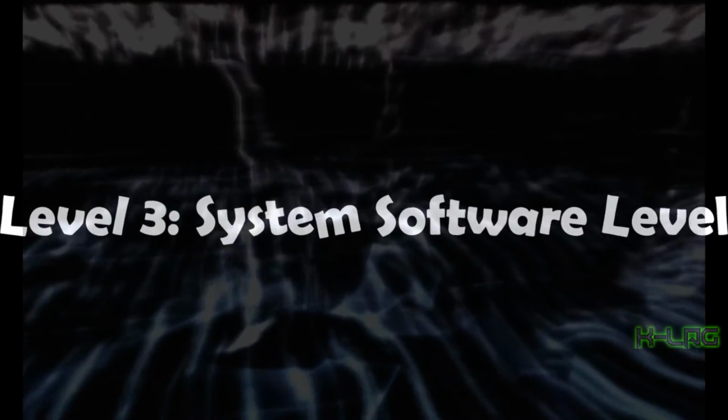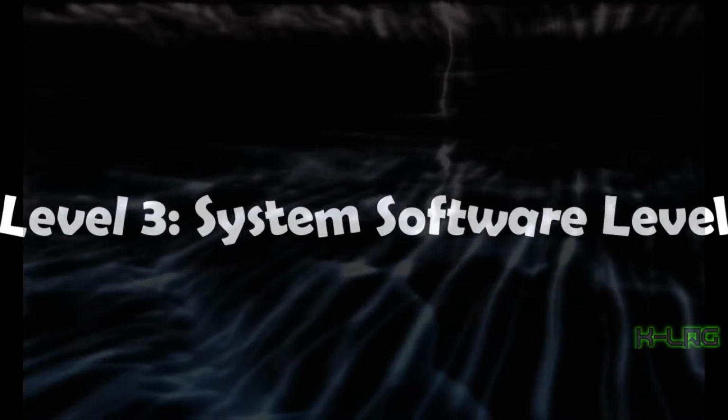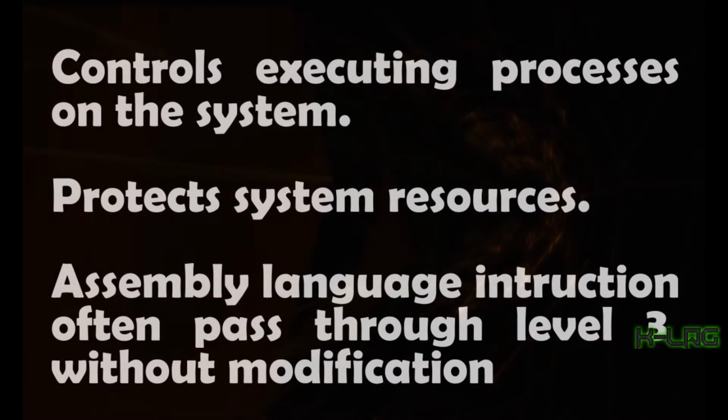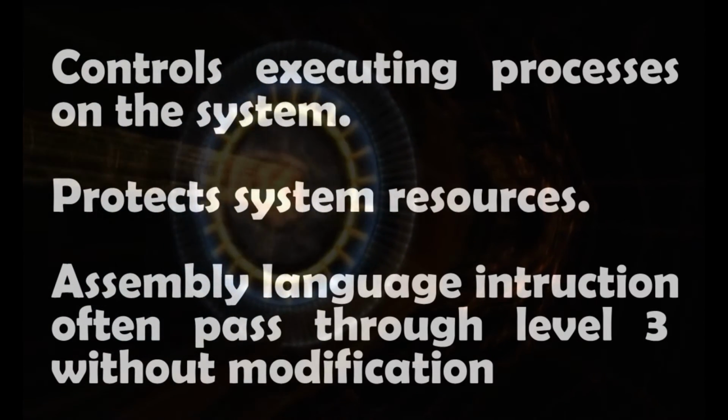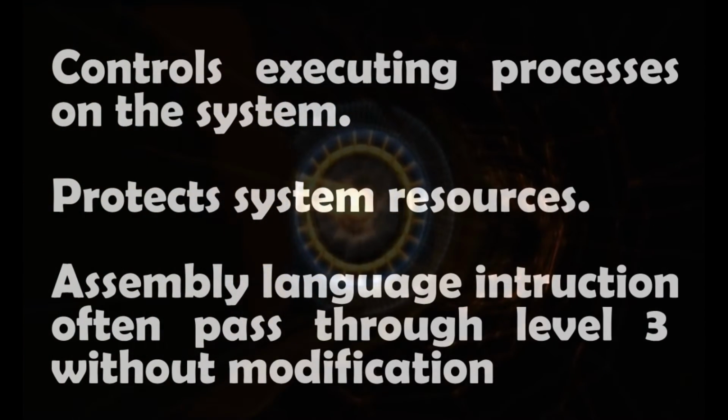Level 3, system software level. Controls executing processes on the system. Protects system resources. Assembly language instructions often pass through level 3 without modification.